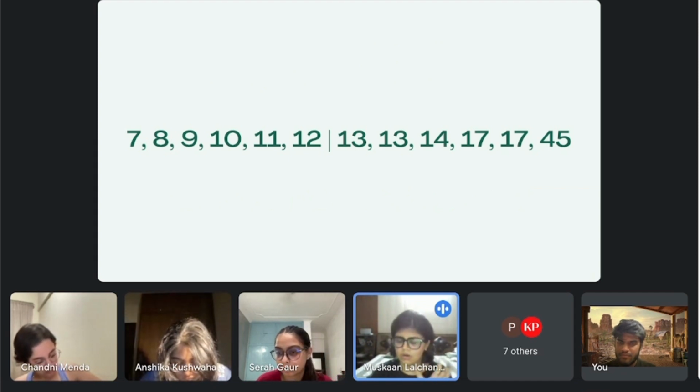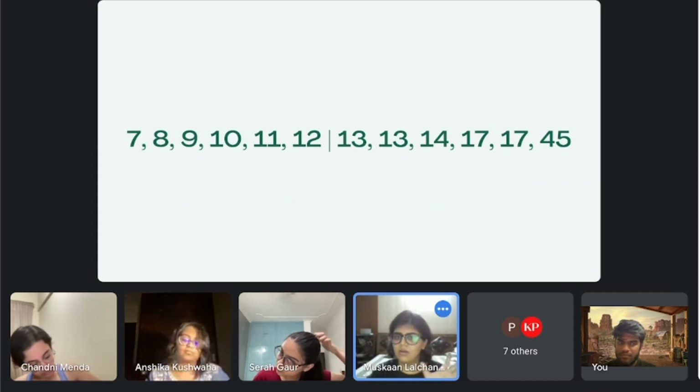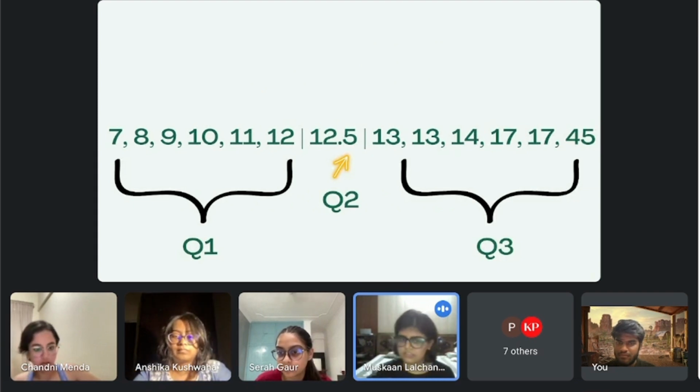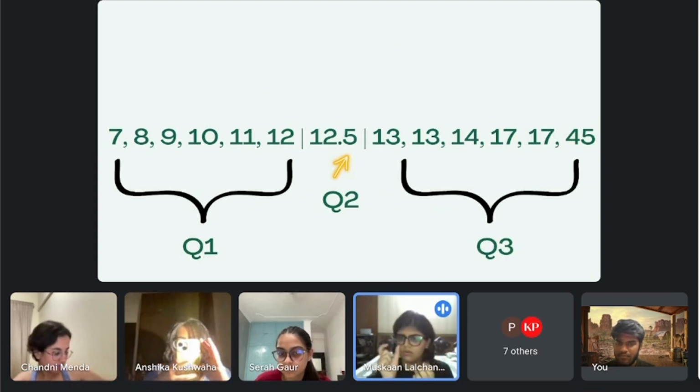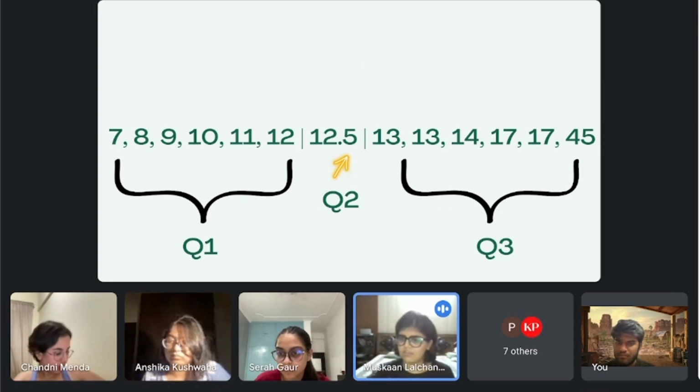Now, what we will do is tag both of these groups. The first group is Q1. The second group is our median, which is Q2, and the third group is Q3. So we have divided our data set into three quartiles.